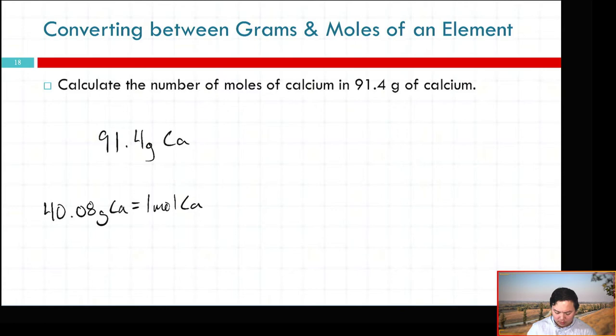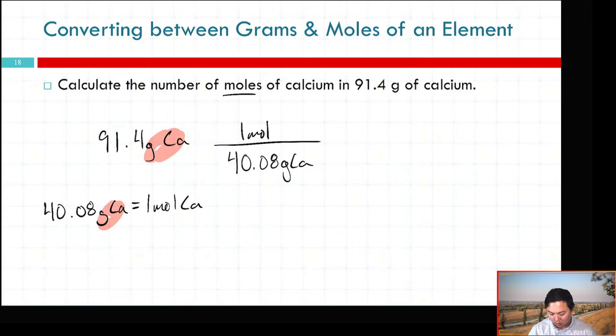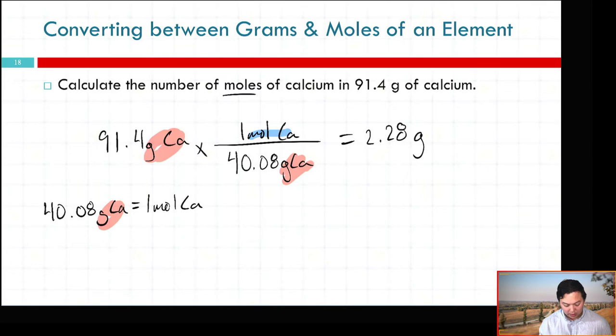Okay, so now we want to know the number of moles. And so we have grams of calcium. We're going to cancel that with grams of calcium. So we're going to get 40.08 grams of calcium and 1 mole of calcium. Now that our units cancel, we're going to end up with moles of calcium. So 91.4 divided by 40.08 is going to equal 2.28 grams. Nope, not grams. Moles of calcium.